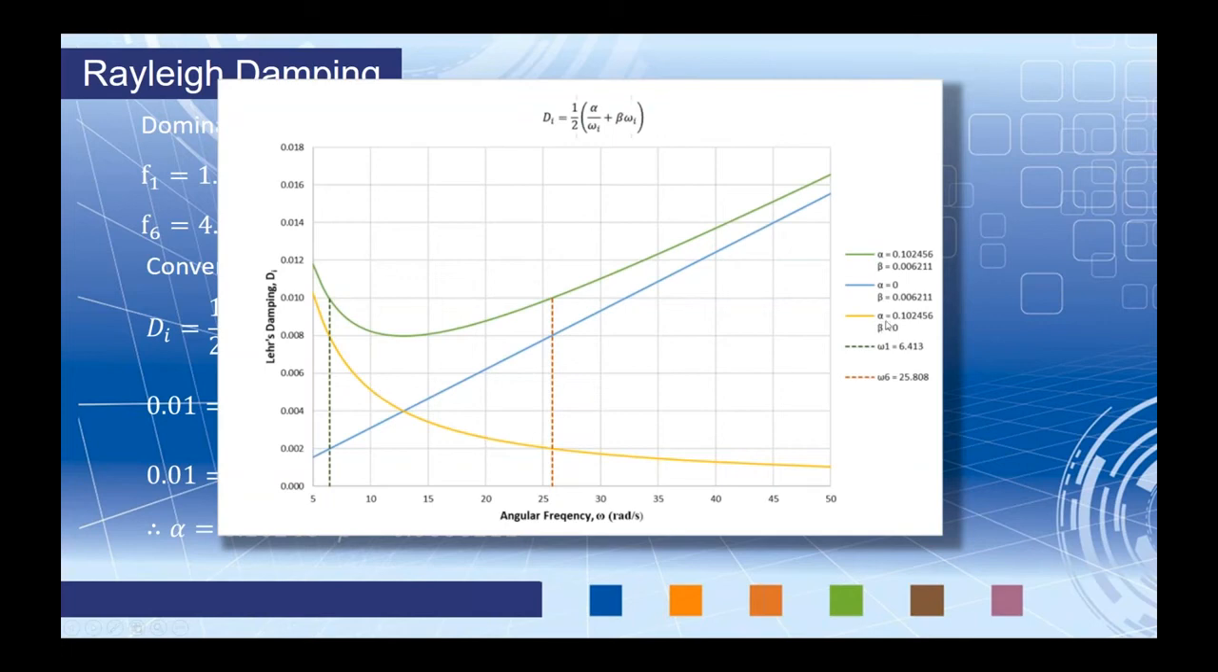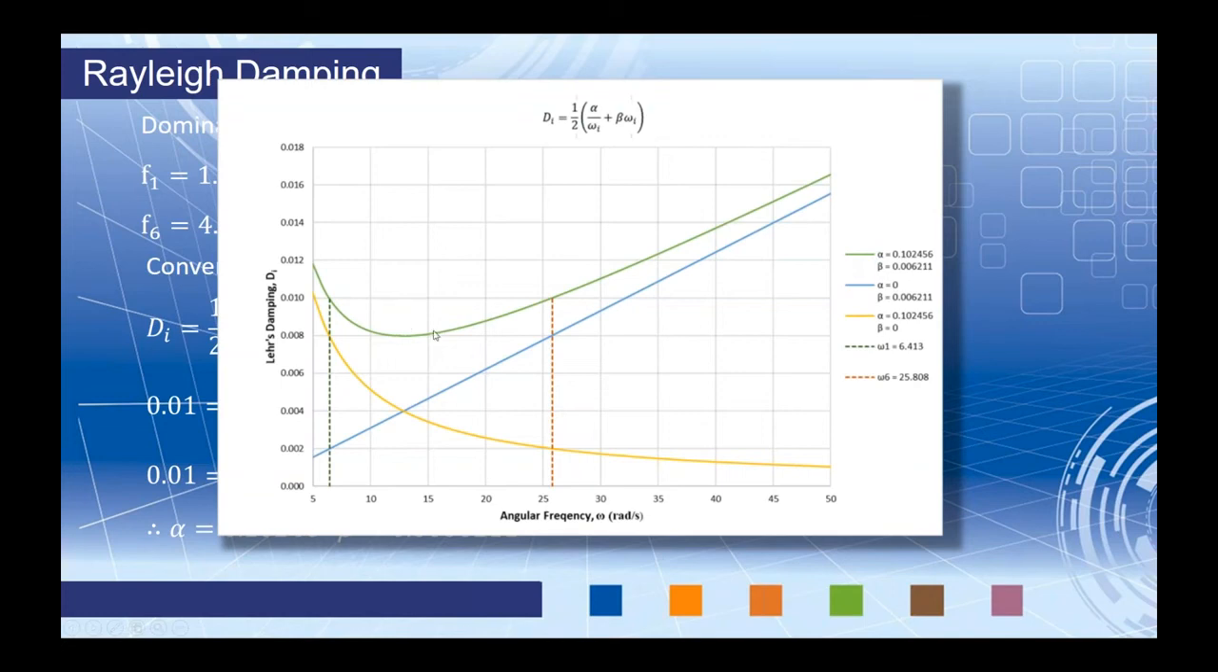Now, the yellow line is where I have set beta equal to 0, but my alpha coefficient is still considered. The whole point of this is that mass and stiffness damping considerations affect the overall damping ratio. There are two components, the mass and the stiffness. When we set beta equal to 0 for this yellow line, we're only considering the mass proportional damping effect. This blue line is where I've set alpha equal to 0, but I've kept my beta coefficient. This is the stiffness proportional damping effect. Now, when we consider both alpha and beta, this is the combined mass and stiffness damping consideration.